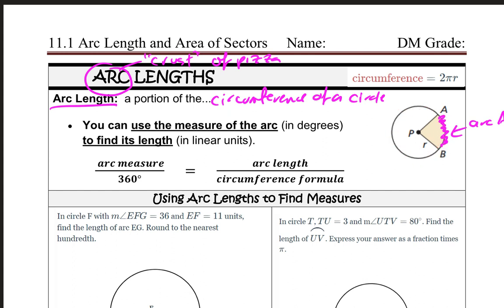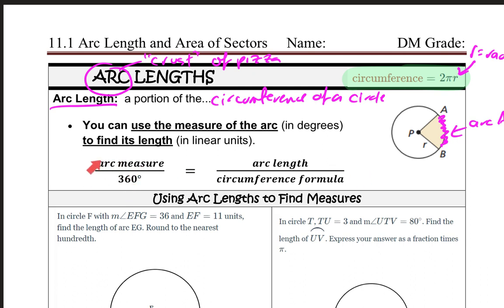That's what we're going to determine today, how much out of this whole thing is that arc. We're going to use the circumference formula. You may remember using this formula right over here. It's 2 pi r, where r is equal to the radius. So what we're going to see is that we can use the measure of the arc in degrees, which we practiced in the past, to find its length.